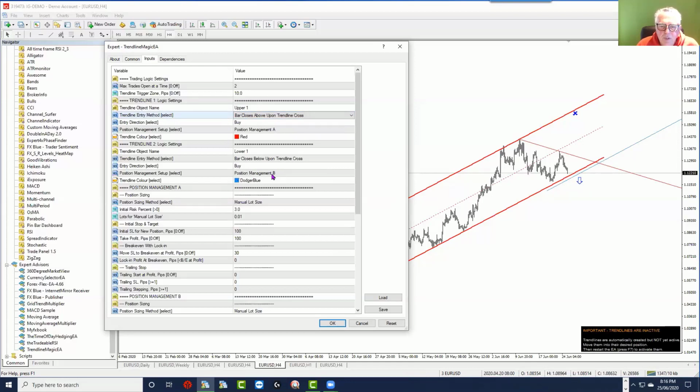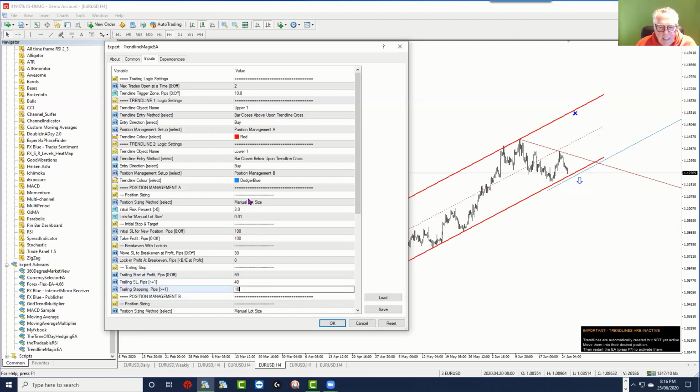Now it says position management. How do you want to actually manage those trades? So let's do the buy first. We're going to apply position management A to the buy. We're going to use that lot size, and for argument's sake, we're going to use a 100 pip stop and 100 pip target, and we might have a trailing stop that starts at 50 and trails by 40 with jumps of 10.